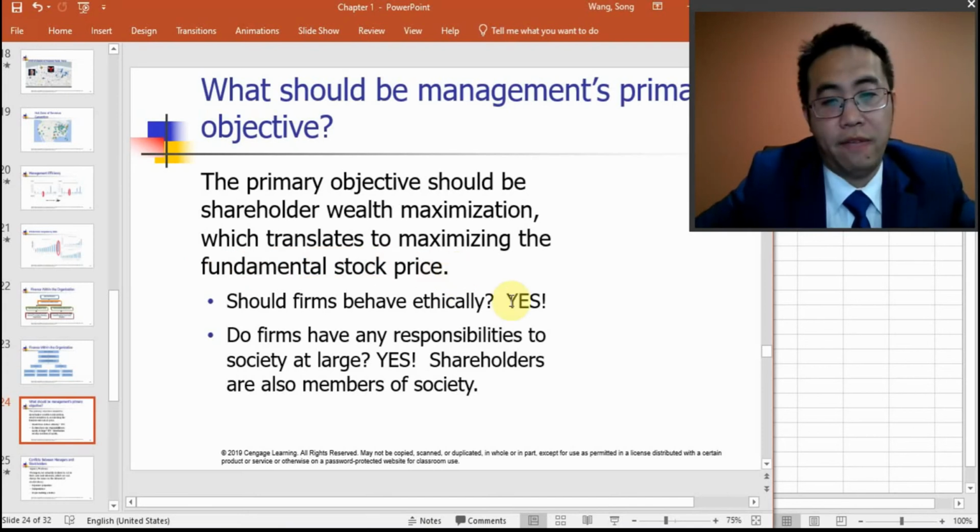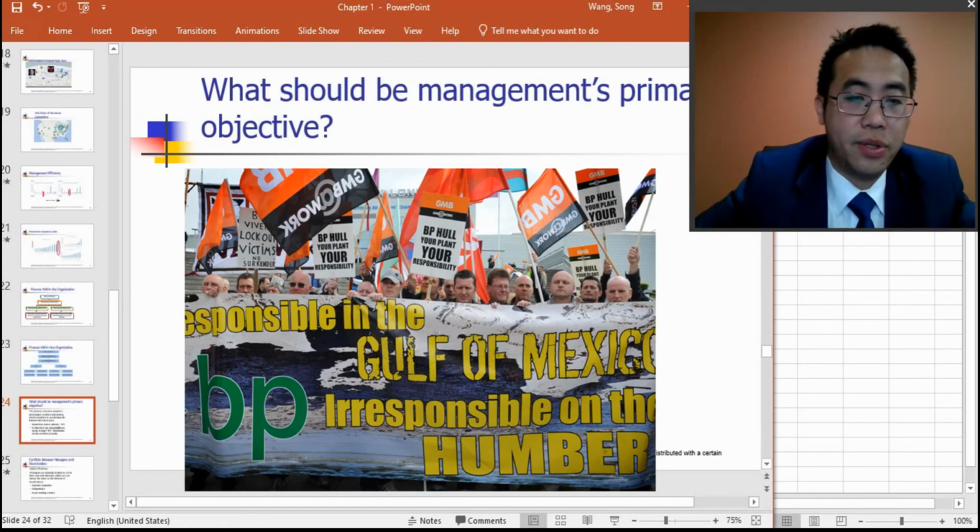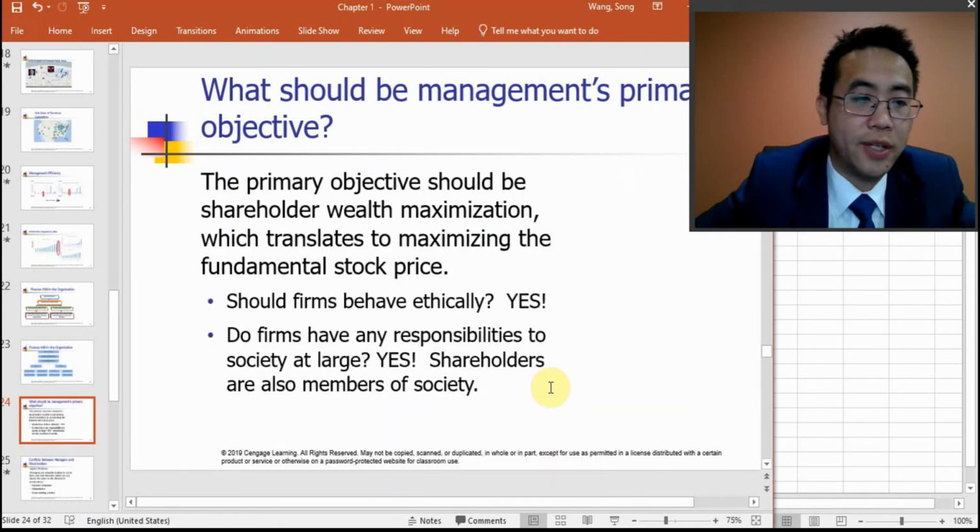Should the firm behave ethically? Definitely yes. And should the firm have any responsibilities to the society at large? And that is also yes. However, some of the corporations do not follow this principle accordingly, and sometimes their operation puts other members of society in jeopardy, and they got sued and paid the price for it.